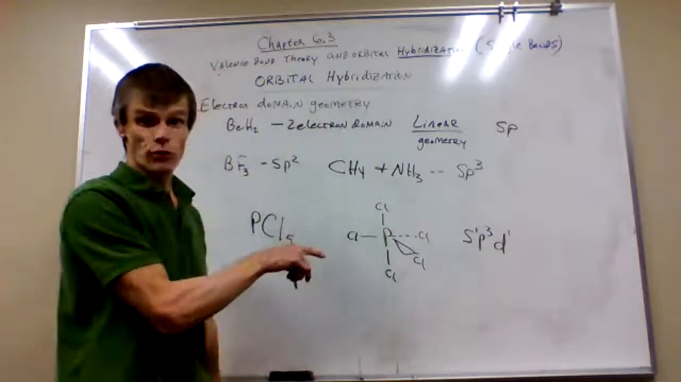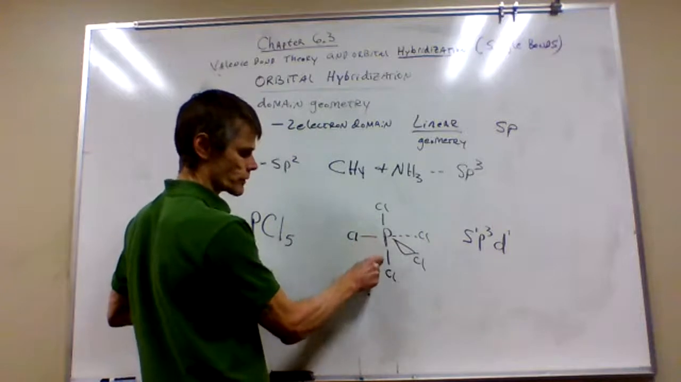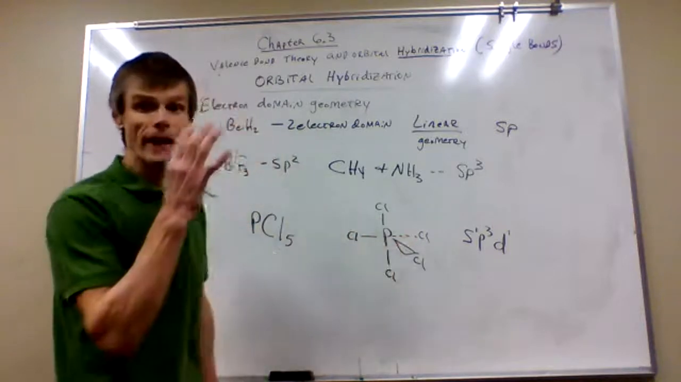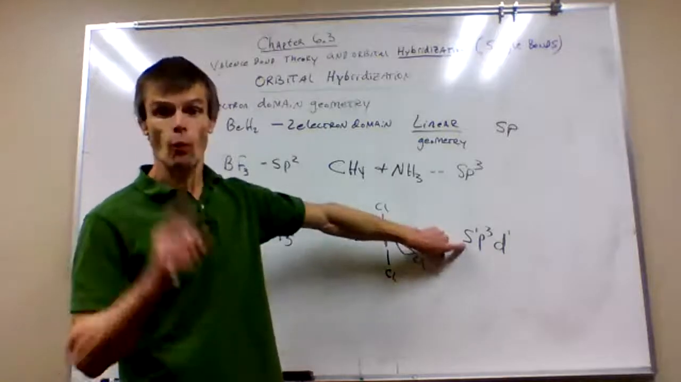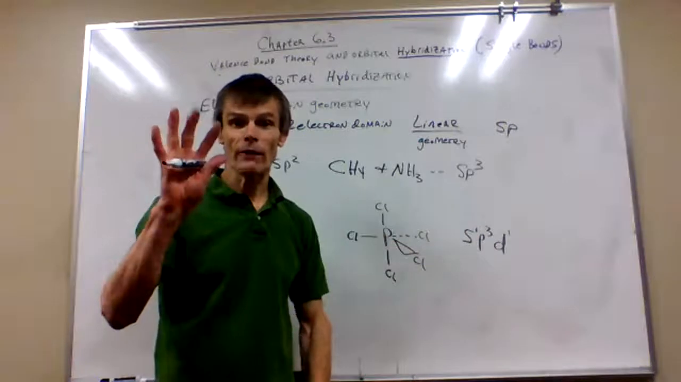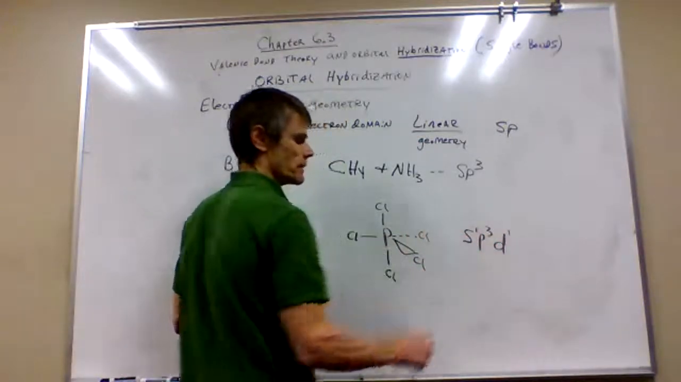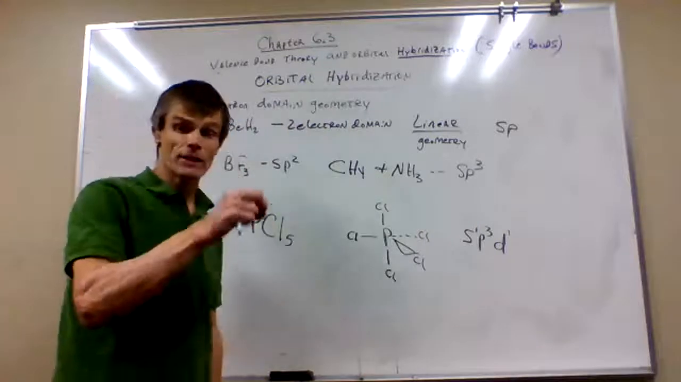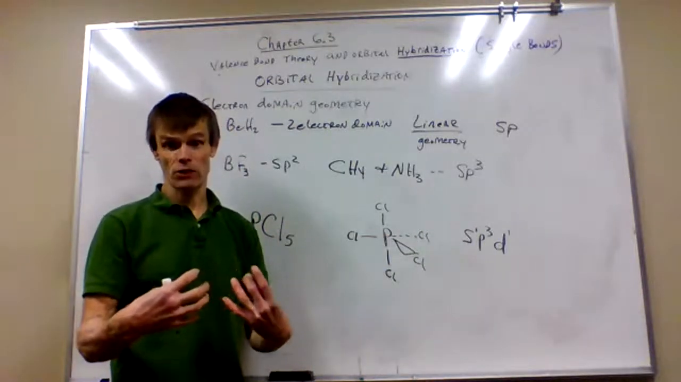How many bonds do we have around the central phosphorus? 1, 2, 3, 4, 5. And they have to be equivalent. So we're going to hybridize 1 s, 3 p, 1 d. We have 5 equivalent orbitals. Notice how we can add those exponents for each of those orbitals that we're adding into the mixture that we're making.